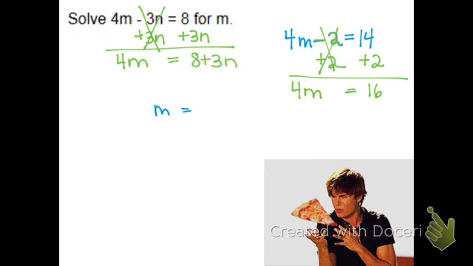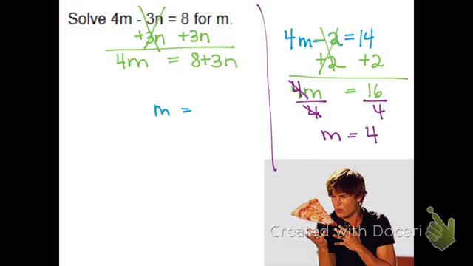Now let's go back to our other equation on the right. How do we undo this multiplying by 4? Dividing by 4. Not m, 4. Because 4 divided by 4 is 1. We need to divide by 4 on both sides. So we're left with 16 divided by 4, which is 4.